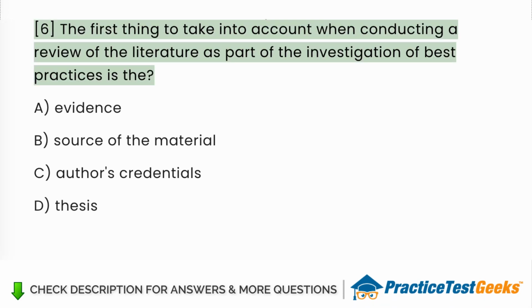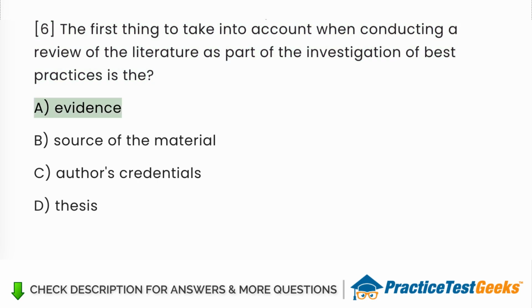The first thing to take into account when conducting a review of the literature as part of the investigation of best practices is the A. Evidence. B. Source of the material. C. Author's credentials. D. Thesis.